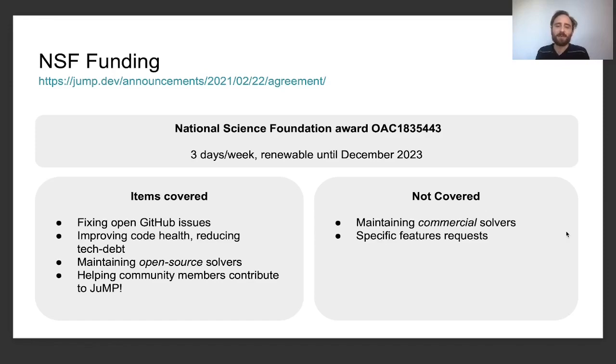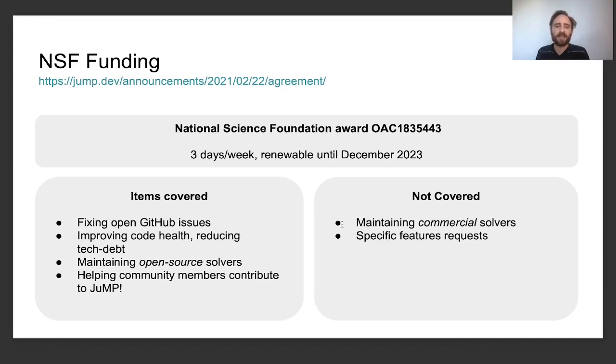The other things that are covered by this funding are maintaining some of the open source solvers. It's worth pointing out here that this means open source. The commercial solvers are not covered, so the funding doesn't cover maintaining things like Gurobi or CPLEX or Xpress. And if you use those solvers, we'd really like you to reach out to those companies and let them know that you would be interested in commercial support for Julia.